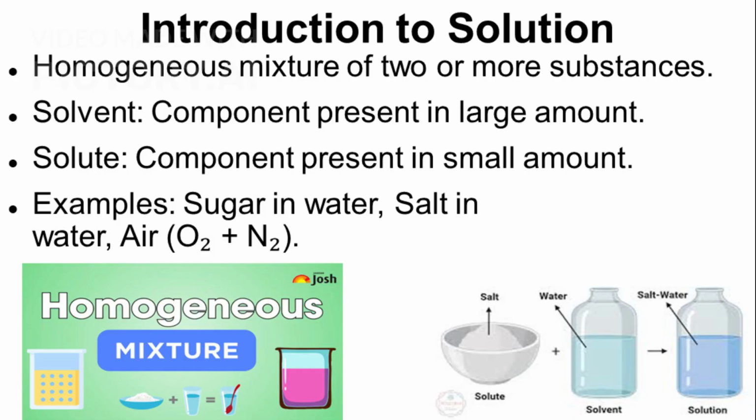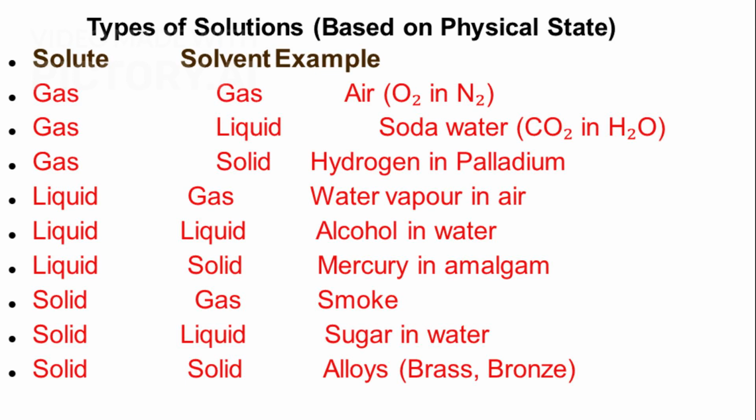Solutions are homogeneous mixtures composed of two or more substances. In this mixture, the solvent is the component present in a larger amount, while the solute is present in a smaller amount. Common examples include sugar dissolved in water and salt in water, as well as gases like oxygen and nitrogen in air. Solutions can be classified based on their physical state.